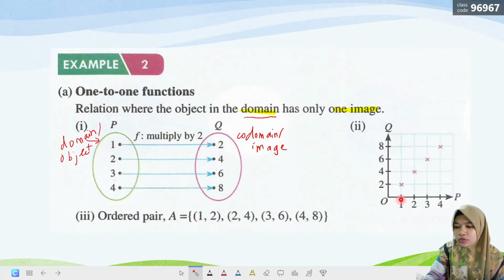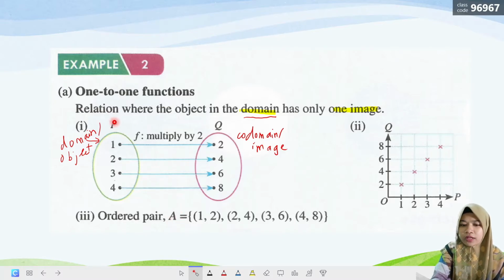So, 1, 2. Set P 1, set Q 2. Okay, set P 2, when set P 2, set Q 4, and so on. Okay, this one is how you represent by using graph. Another one is by using ordered pair. Okay, you can name the set with any alphabet.